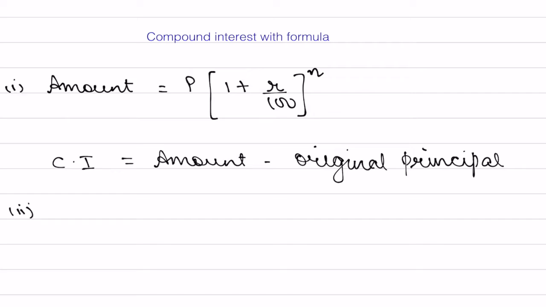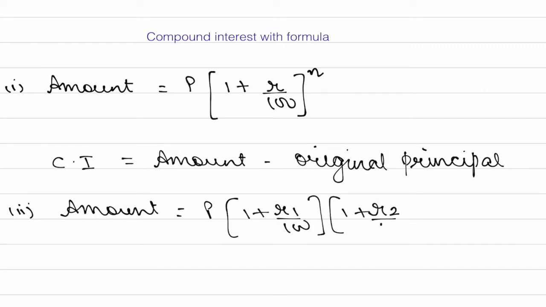Second is when the rates are different for different years. Then the formula of amount is principal into 1 plus r1 upon 100, into 1 plus r2 upon 100, and 1 plus r3 upon 100, and so on. So now today we will start with the questions which are directly based on these formulas.